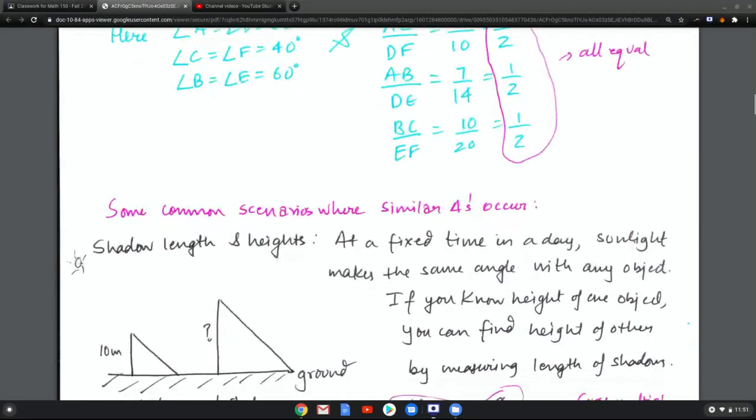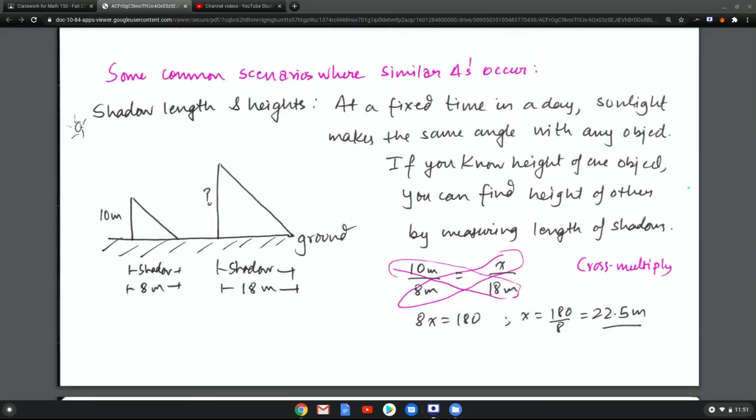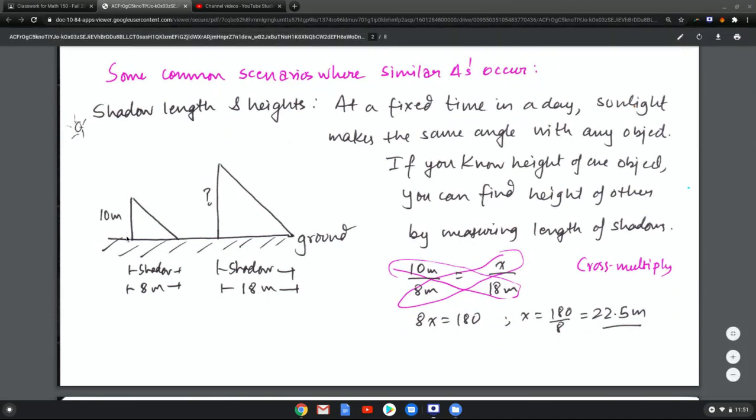Some common scenarios where similar triangles occur: shadow length and height. Now, at any fixed point in time, the sunlight makes the same angle with any object. So, if you know the height of one object, let's say 10 meters, you can find the length of the shadow of that object. And then let's say there's another object whose height you want to find, you can measure the shadow on the ground, and these triangles are going to be similar because they have the same angle. And so 10 divided by 8 should equal the unknown quantity x divided by 18. You can cross multiply to solve and get 22.5 meters.